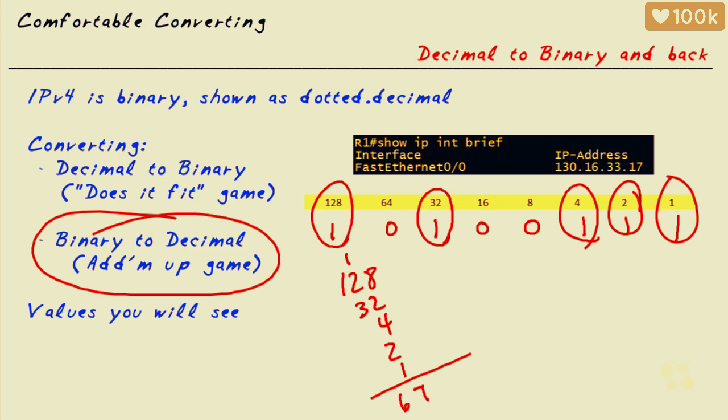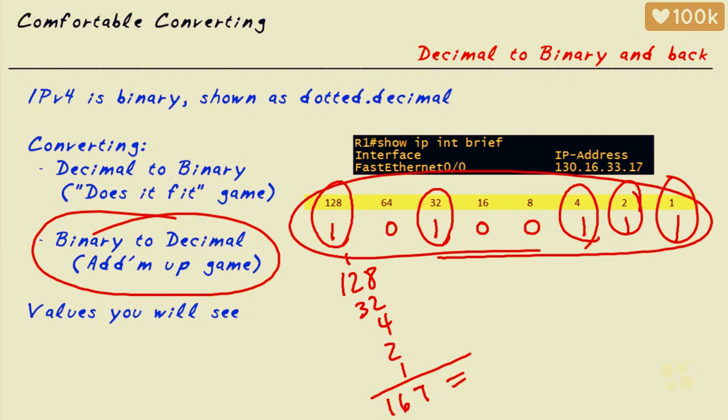And in the hundreds position we have a 1. So the value of this binary number right here is 167. And I put 167 equals 167. I guess that's a little bit redundant. So in converting from binary to decimal, we simply look for the ones and then add up the values of those positions for our equivalent total value.